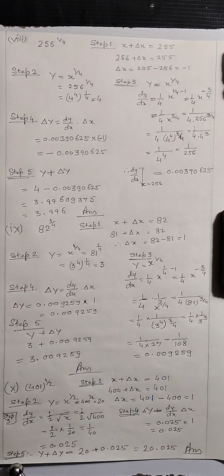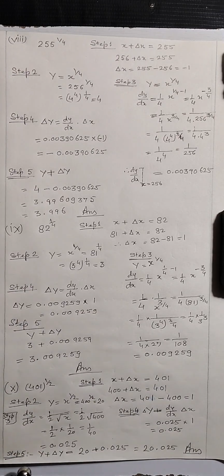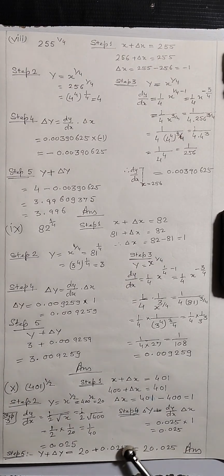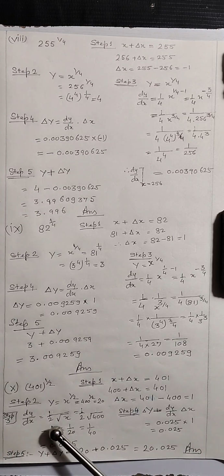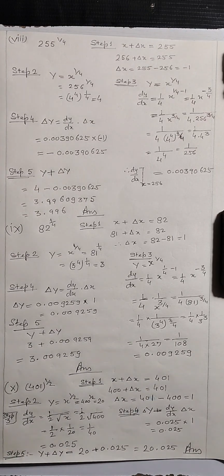Now here step 5, y plus delta y, so it will be equal to 20 plus 0.025, and it will be equal to 20.025. This is the required answer of part 10 of question number 1. That's all.